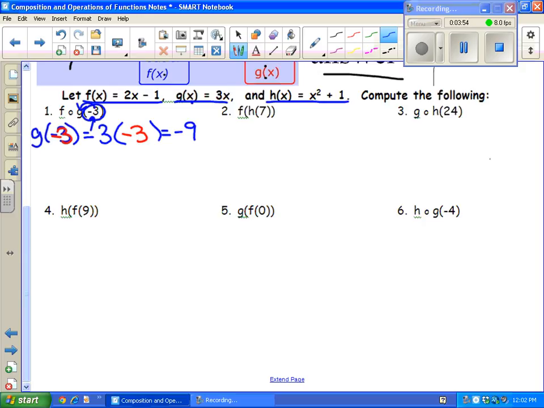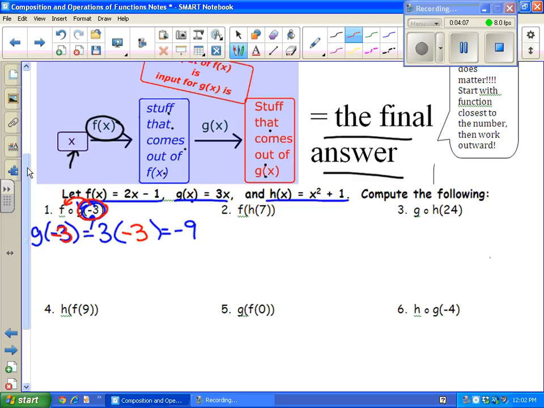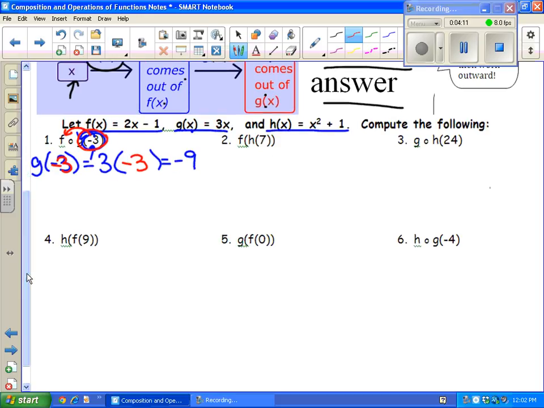Now I'm not finished, because now what I'm going to do is take what comes out of the g function and put it into the f function. Now yes, that is opposite of what my diagram showed you, but I'm doing what order is mentioned for this problem. You start with the number at the end and you work your way out. So it's like you work on the inside and come out. Now, since I'm only halfway finished with this problem, I'm going to take the answer, -9. I'm not done yet. That's not my final answer.